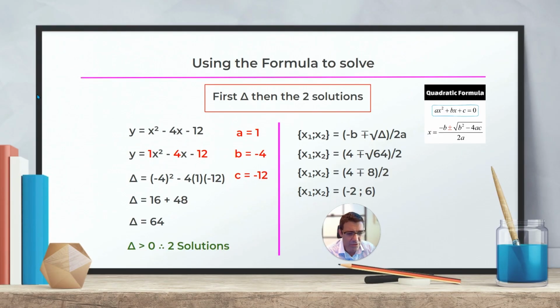And if we look at the graph here, we have 2 points of intersection with the x-axis, negative 2, 0 and 6, 0. So the formula is good and we're pretty happy. We can move on to the next one.